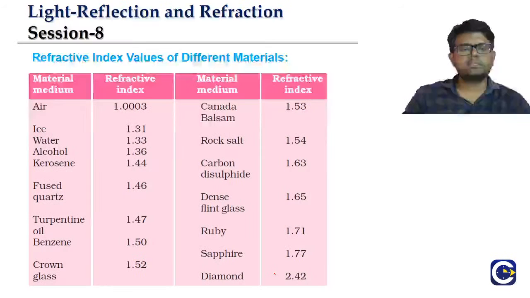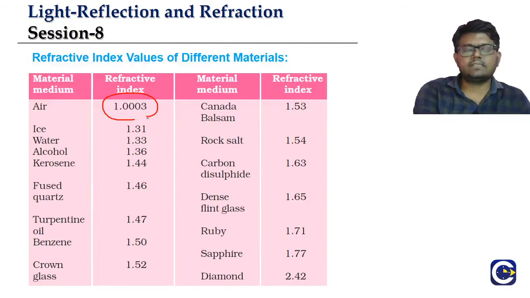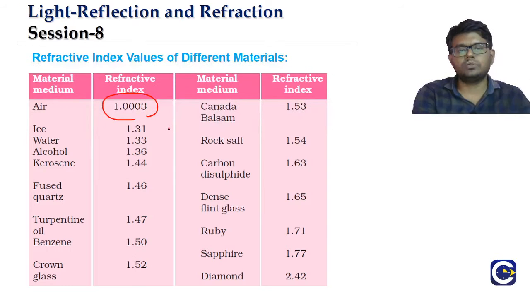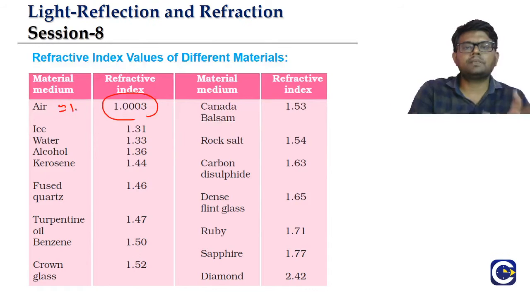Okay. So if you look at some of the sample substances we normally talk about, we can see the refractive index value. For air also it is not exactly 1, it is 1.0003, but we can approximately take it as 1. And you see ice, the refractive index of ice is 1.31. Water 1.33. Alcohol 1.36.